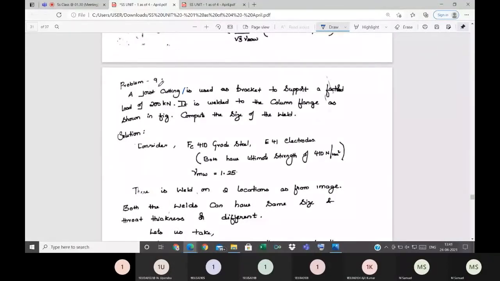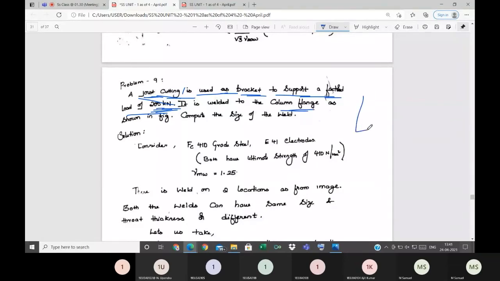See in the question, a joist cutting is used as a bracket to support a tractor load of 200 kilo. There is a joist cutting used as a bracket to support a tractor load of 200 kilo. Okay, and it is welded to the column plate.